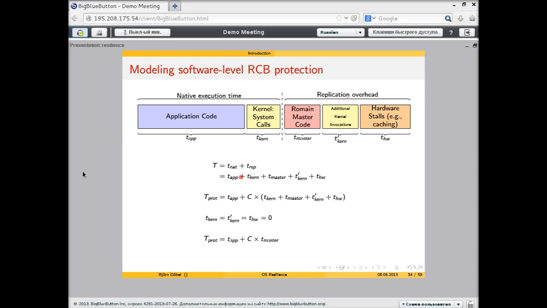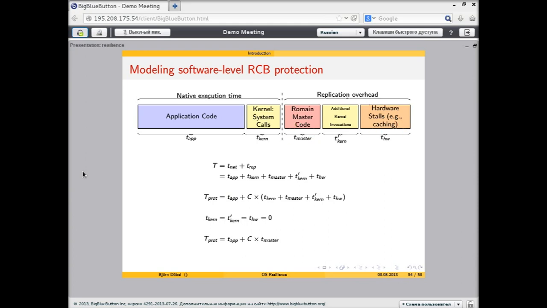Okay, what can we now do? The application code is protected by replication. So we do not need to recompile the application code using encoded processing or some other compiler technique. In the protected version, the application code will still remain the same, or the time spent executing application code. In addition to that, we have kernel code and we have master code and we have some other effects. And these are the effects that will be affected by compiler level methods.